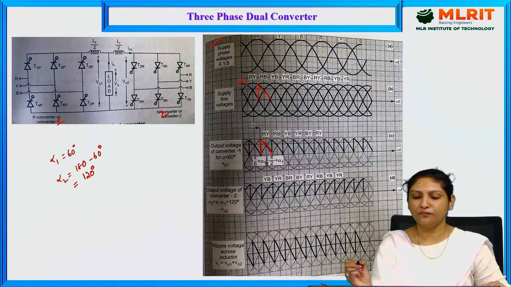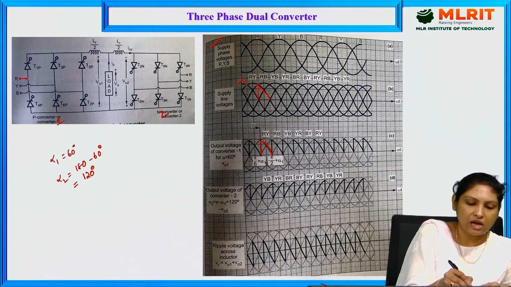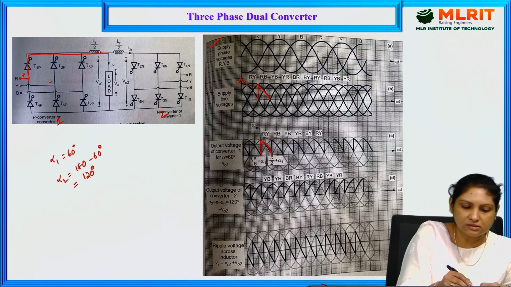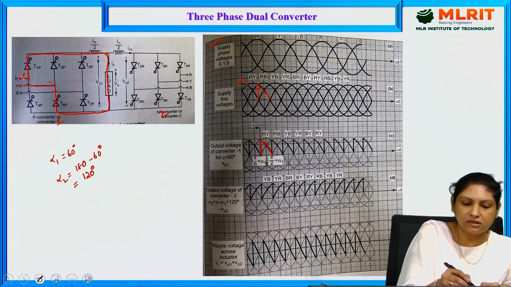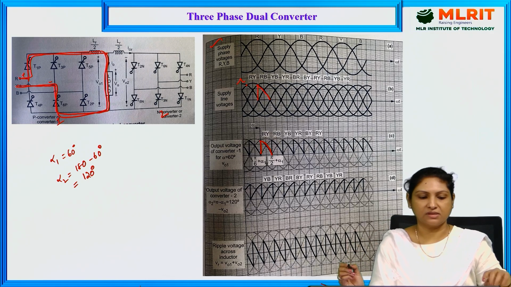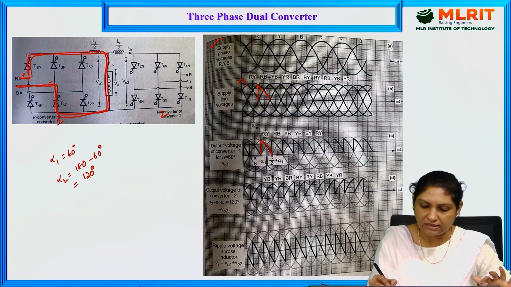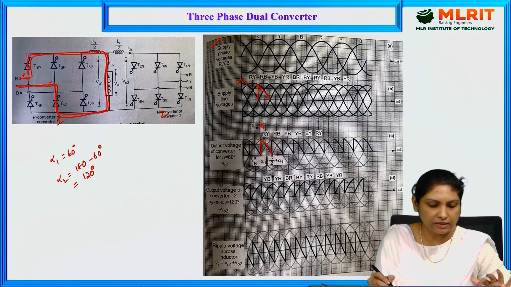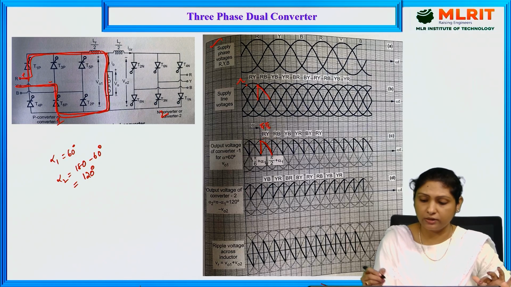RY phase in the sense, see, this is R which is connected to thyristor 1, and this is the Y phase which is connected to thyristor 6. And this is the path of flow of current through the dual converter during this RY phase. That means thyristor 1 is conducting as well as thyristor 6 will be conducting.